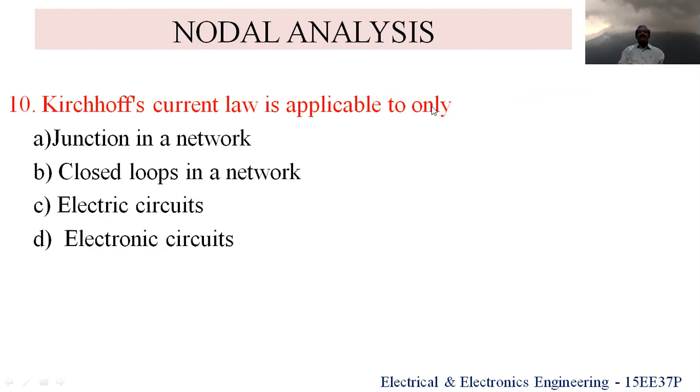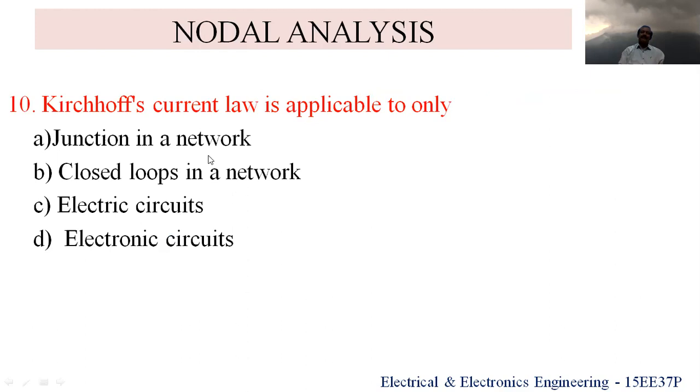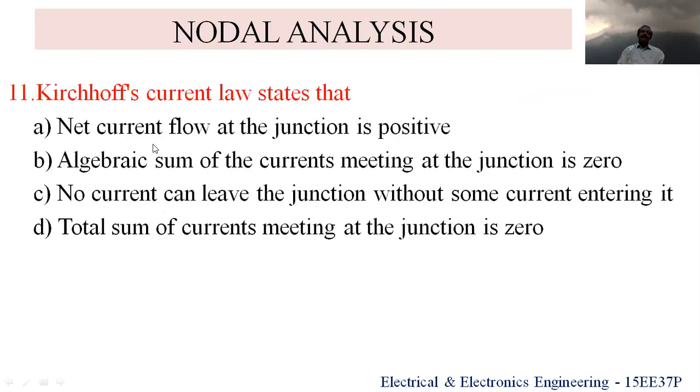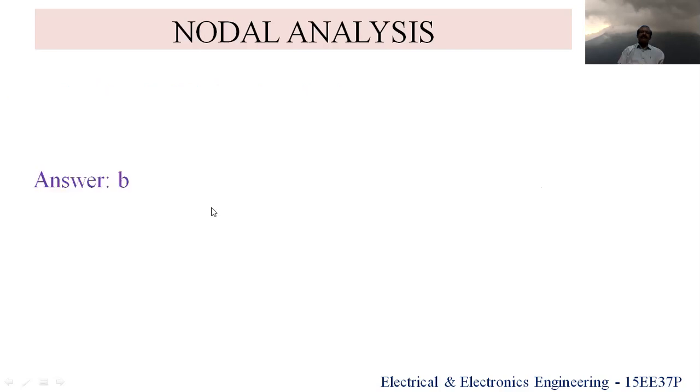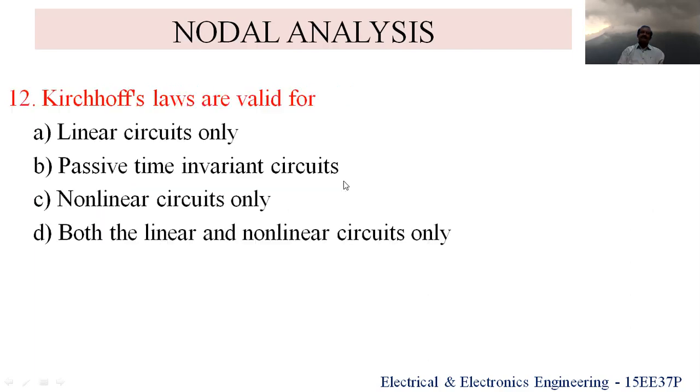Kirchhoff current law is applicable only to: a junction in a network, a closed loop in a network, an electric circuit, or an electronic circuit. So the answer is A, the junction in a network. Kirchhoff current law states that: net current flow at the junction is positive; the algebraic sum of the currents meeting at the junction is 0; no current can leave the junction without some current entering it; or the total sum of current meeting at the junction is 0. So the answer is B, that is the algebraic sum of currents meeting at the junction is 0.